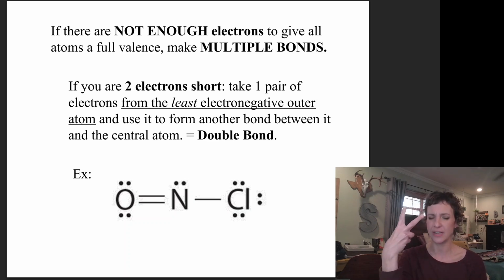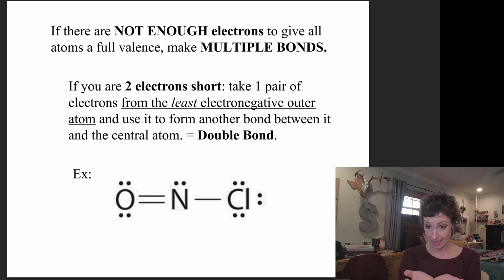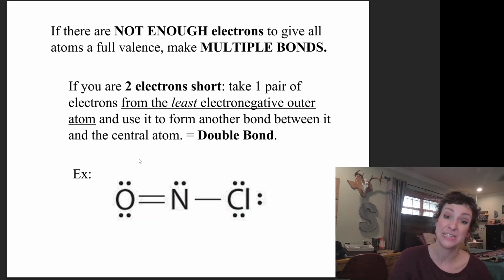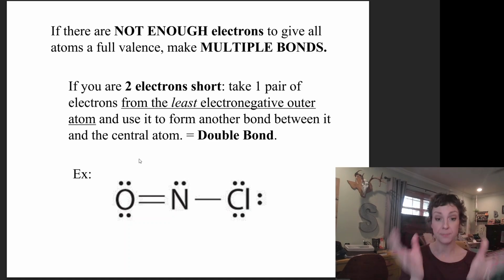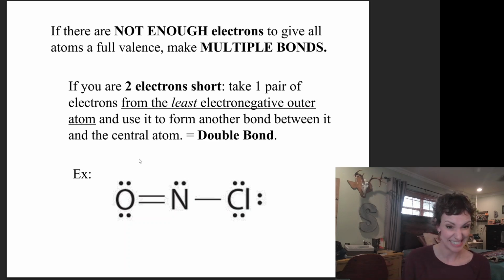Specifically, if you are 2 electrons short, meaning that central atom only has 6 valence electrons and he's like, I need 2 more, but I cannot have any more. I got my ticker down to 0. You're actually going to take a pair of electrons from the least electronegative outer atom and use it to form another bond between it and the central atom. And this is probably going to be much more understood when we do some practice examples together.